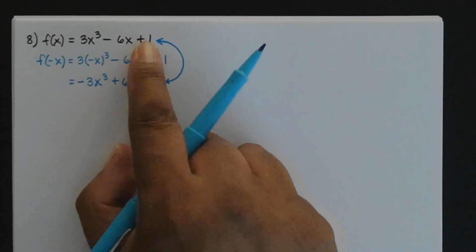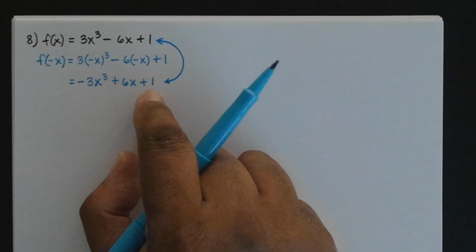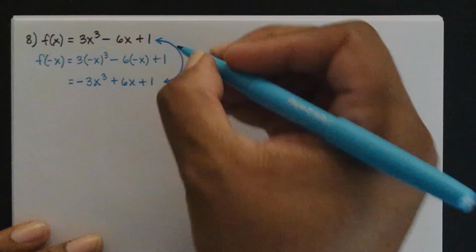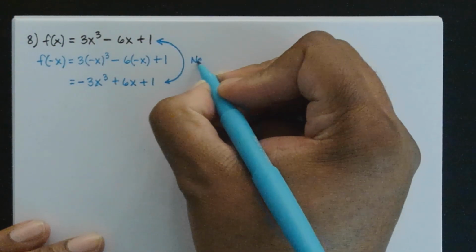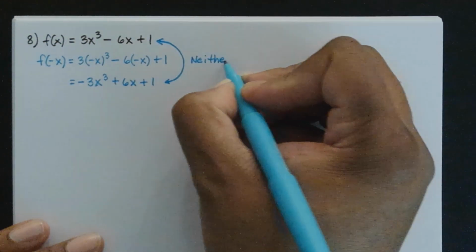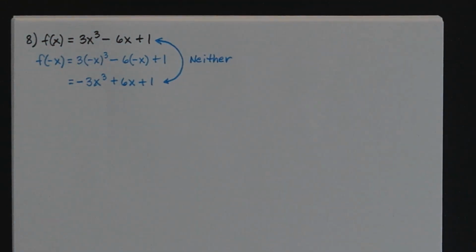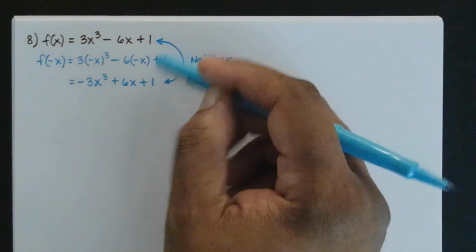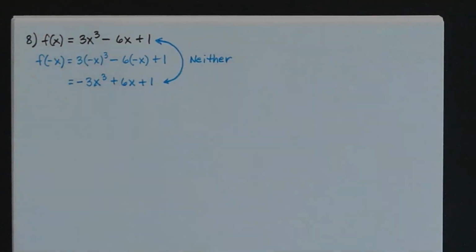This did not change to the opposite sign. So that means that this function will be neither even nor odd. Every single term has to change to the opposite sign. In this case, the plus 1 remained the same. Everything else changed.